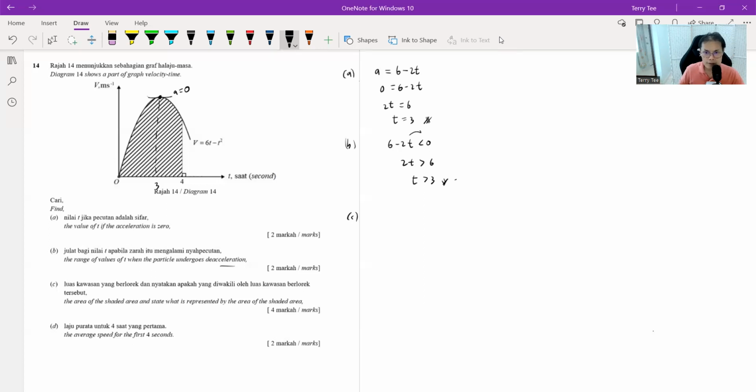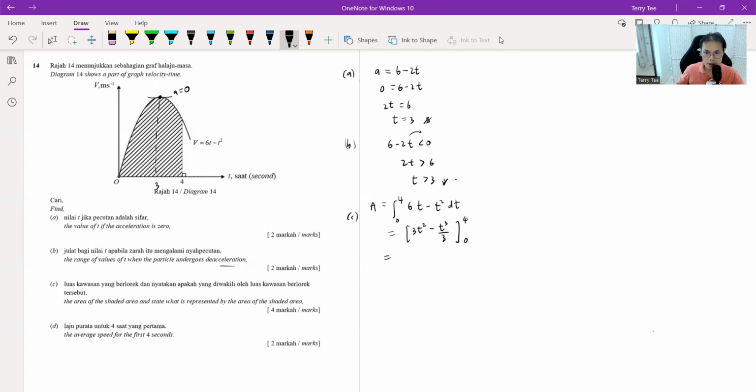Well, the area of the shaded region here, let me just write: integration from 0 to 4 of 6t minus t squared. When you integrate 6t, we copy t, increase the power by 1 to 2, and 6 divided by 2 is 3. I copy t, increase the power by 1 to 3, divided by 3, from 0 to 4.